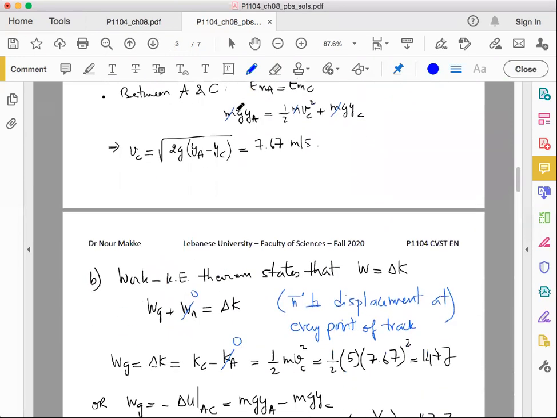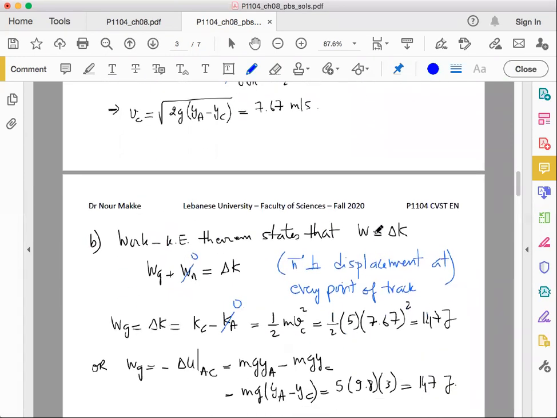So let's apply the work kinetic energy theorem. It states that W equals delta K. And again, I want to remind you, don't forget that this W that appears in the work kinetic energy theorem corresponds to W net, or in other words, to the total work done on the object by all the forces acting on it. In our case here, we have two forces acting on the particle, the gravitational force and the normal force. So W net is equal to WG plus WN.